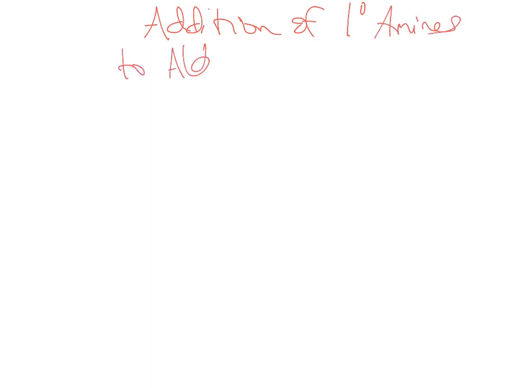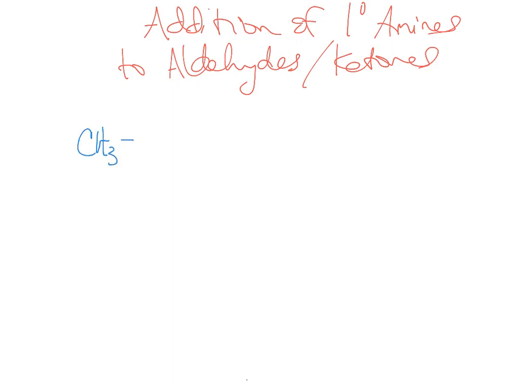Let's talk about addition of primary amines. So an amine just contains a non-bonded electron pair on a nitrogen atom. And a primary amine only has one R group. So this is the addition of primary amines to aldehydes and ketones. So, example of a primary amine, methylamine.